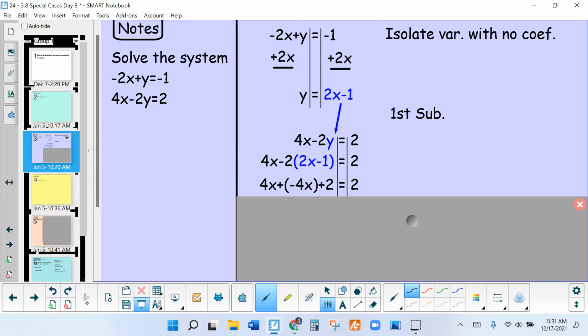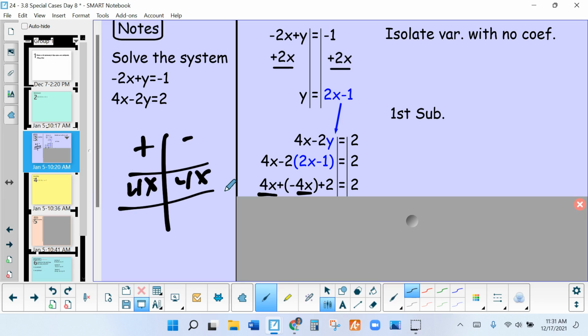Combine like terms. What are my like terms? These two. Now, they're on the same side, right? So don't do inverse operations. Just add them the way they are. Can you guys do teams for me real quick? Add 4x and -4x, and what do you guys get?